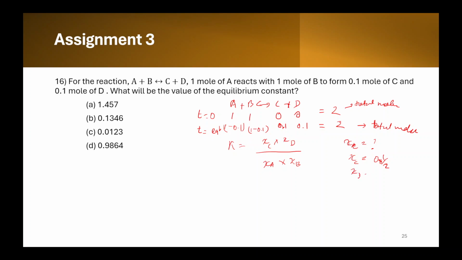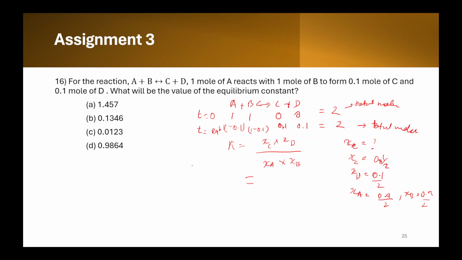Same goes for x of D, mole fraction of D, 0.1 by 2. Then x of A, 1 minus 0.1, that is 0.9 by 2, and x of B again 0.9 by 2. So we put that here. So this is the mole fraction. These are the moles: 0.9, 0.9, 0.1, 0.1. And mole fraction will be dividing by total moles. Keep that in mind, if you are asked what are the moles, or whether you are asked what is the mole fraction.